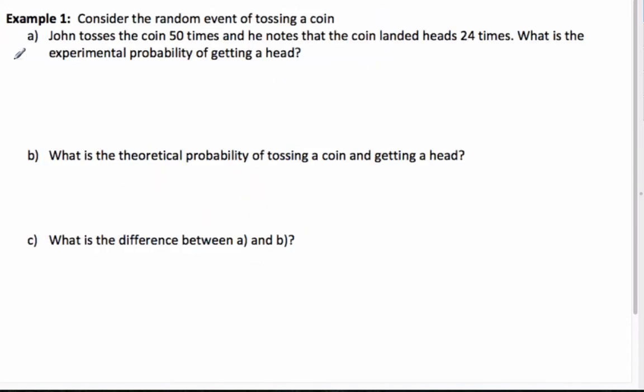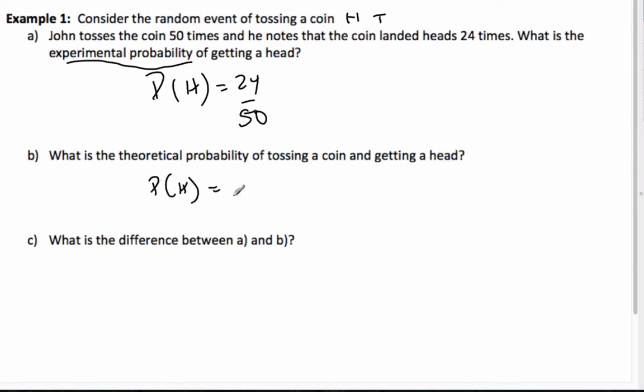All right, so here's example 1. If we consider a random event of tossing a coin, I could have a heads or I could have a tail. If John tossed the coin 50 times and he notes the coin landed heads 24 times, what's the experimental probability of getting a heads? Well, the probability of getting a heads will be 24 out of 50. What is the theoretical probability of tossing a coin and getting a head? Well, I know there are two possible sides and two outcomes, so it's 1 out of 2.